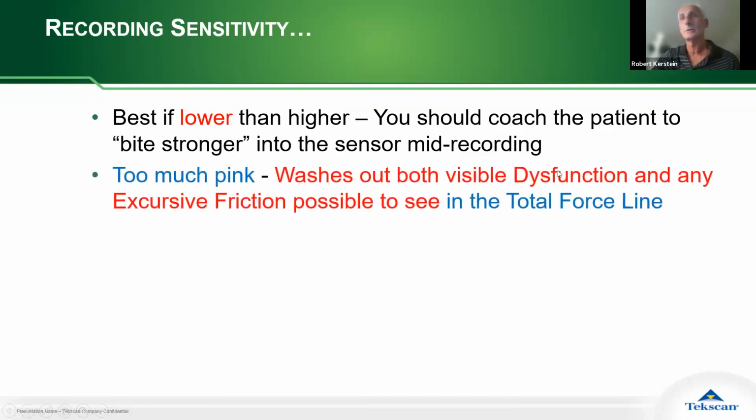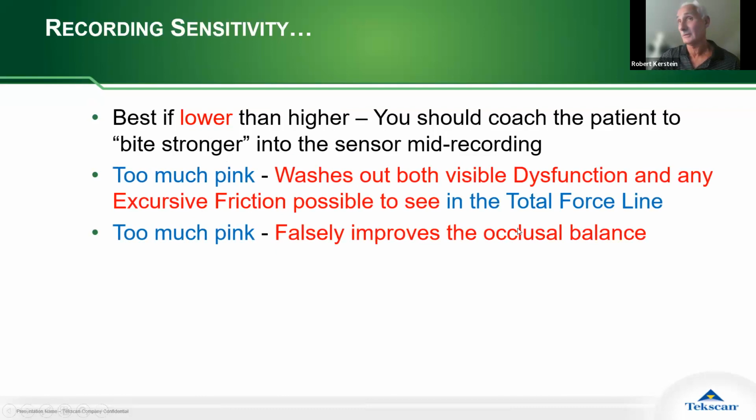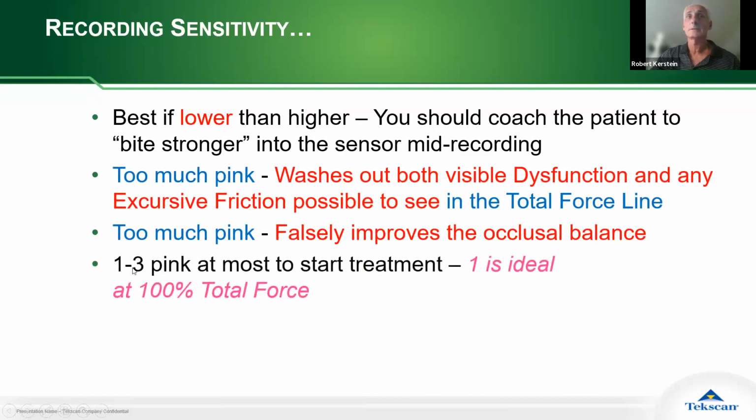Too much pink, you wash out the dysfunction, you wash out the friction steps, and you actually improve the balance falsely. The more pink there is, the more balanced the bite appears. You don't want a lot of pink. So ideally, 1 pink at 100% total force is perfect sensitivity. 1 to 3 is very useful sensitivity. That means when the person is at maximum force in the recording, there are only 2 or 3 pinks on the screen.